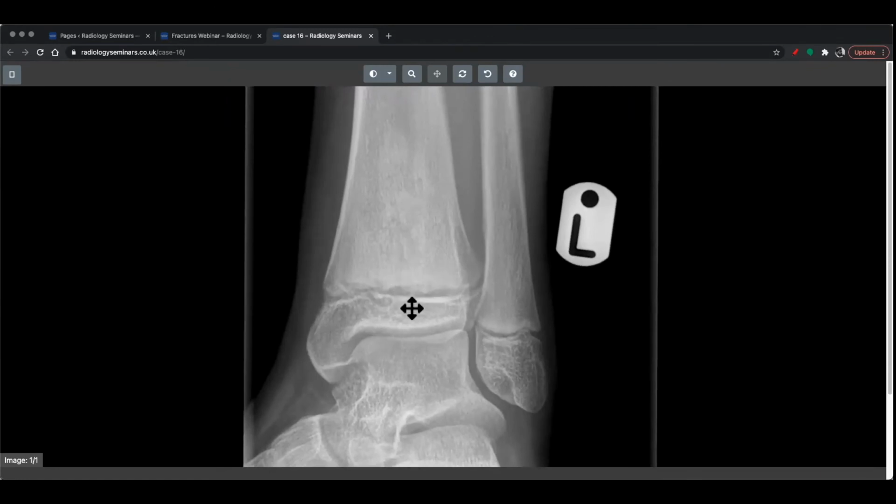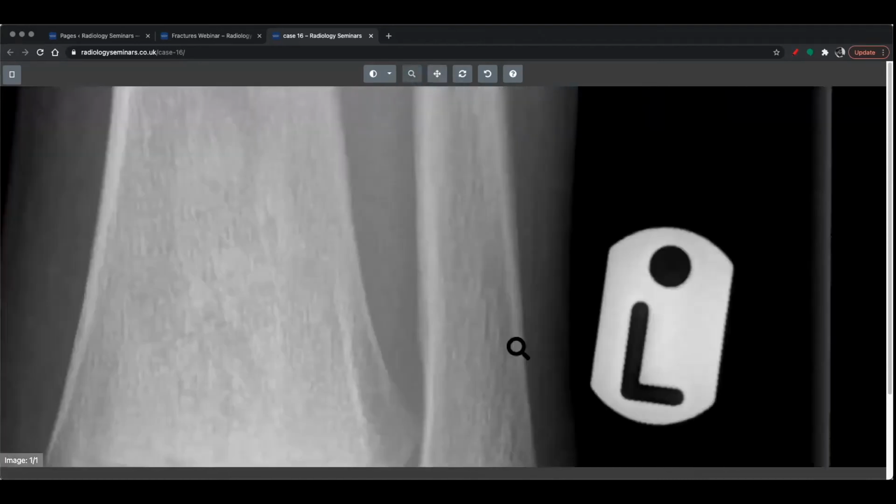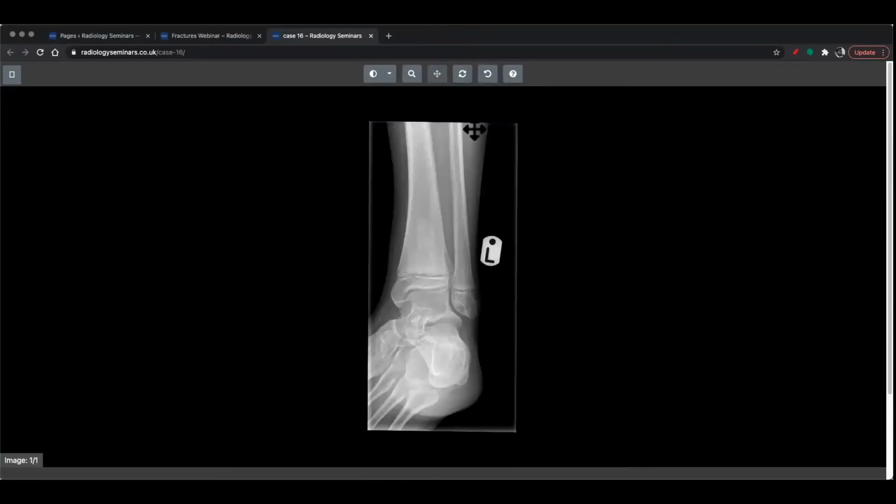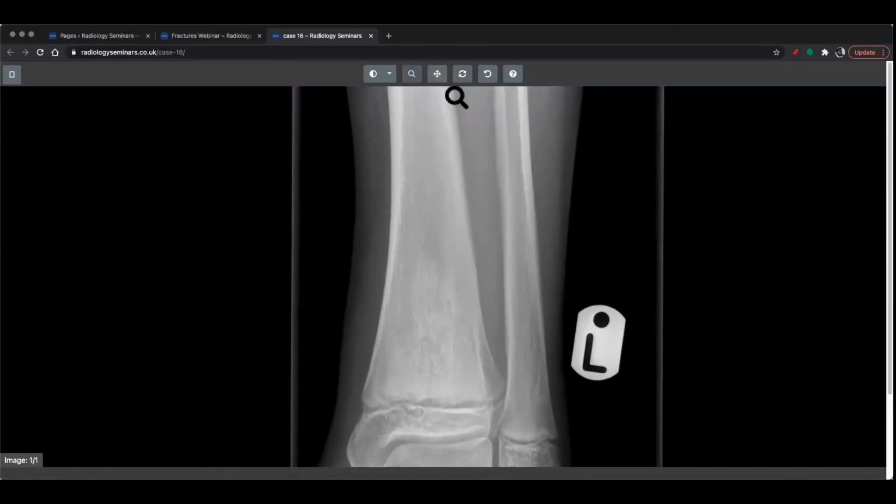So you can see that actually when you look, trabeculation is one of those things that people don't really appreciate. And I'm going to zoom in and tell you what I mean. So when you zoom in, you can see all these linear bits to the bone. That's trabeculation. That's normal looking bone, right? So you want to see that. You want to assess that when you're looking at x-rays.